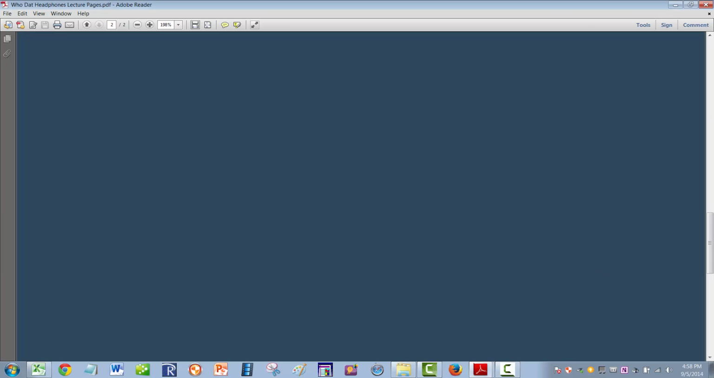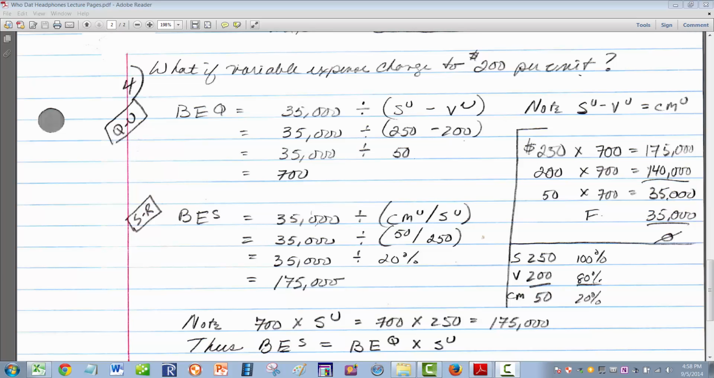So what if variable expenses changed to $200 per unit? Because originally they were $150 per unit. Well, that changes a lot of the dynamics. So now a way to solve that for break-even quantities is, let's look at the original fixed cost of $35,000. Our sales price was $250 and our new variable costs per unit are now $200, which means that our contribution margin per unit now is $50 as opposed to $100, which it was originally.